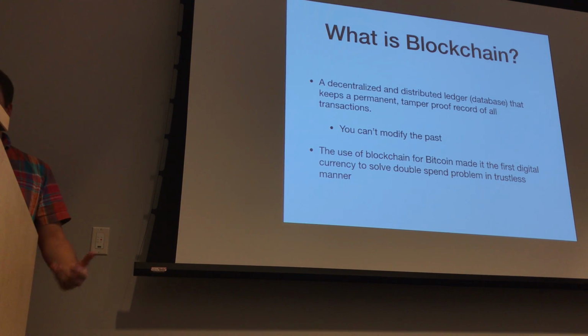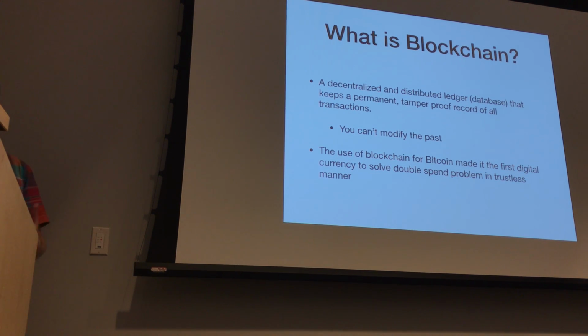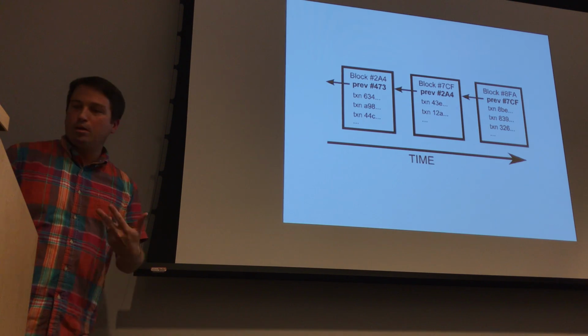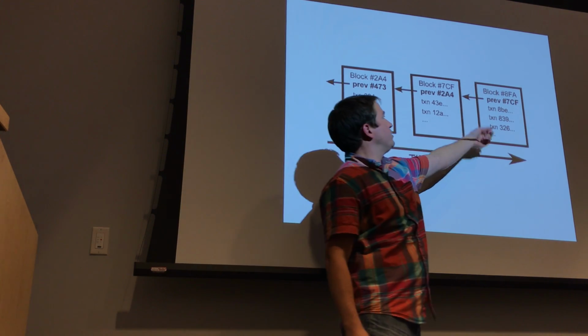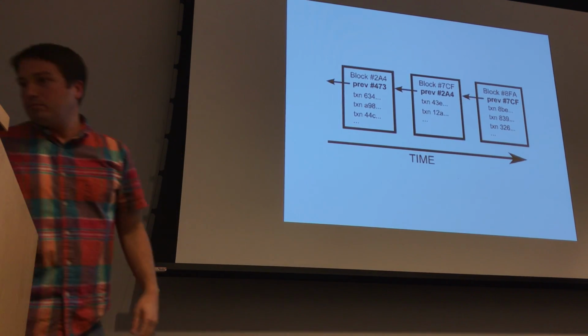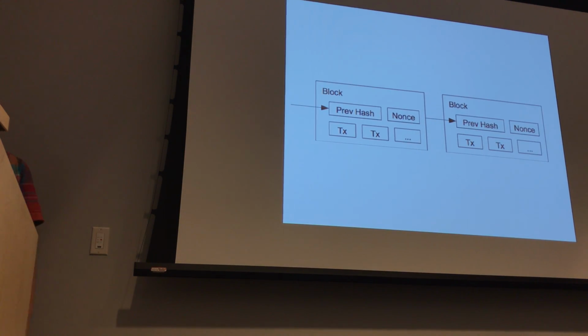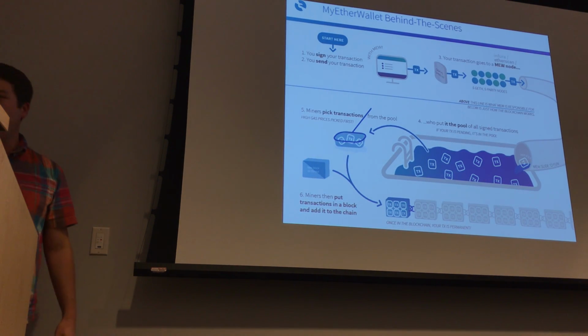So yeah, with blockchain, you can't modify the past. And the use of blockchain for Bitcoin made it the first currency to solve the digital or double spend problem. Just another example, as time goes on, each block is referencing the previous block. More of this, just a lot of these photos. All right, and we already saw this.